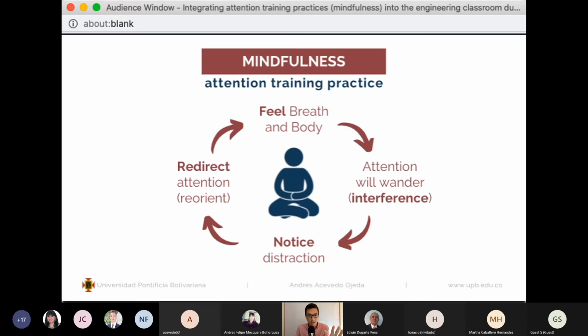Contrary to what people think, mindfulness does not have the purpose to make you feel better or more relaxed. It doesn't even have the purpose of reducing stress. All mindfulness is a training in attention. It is a training for noticing when we are distracted, gathering attention, and directing it to the object we choose, which in this case was the breath and the body.